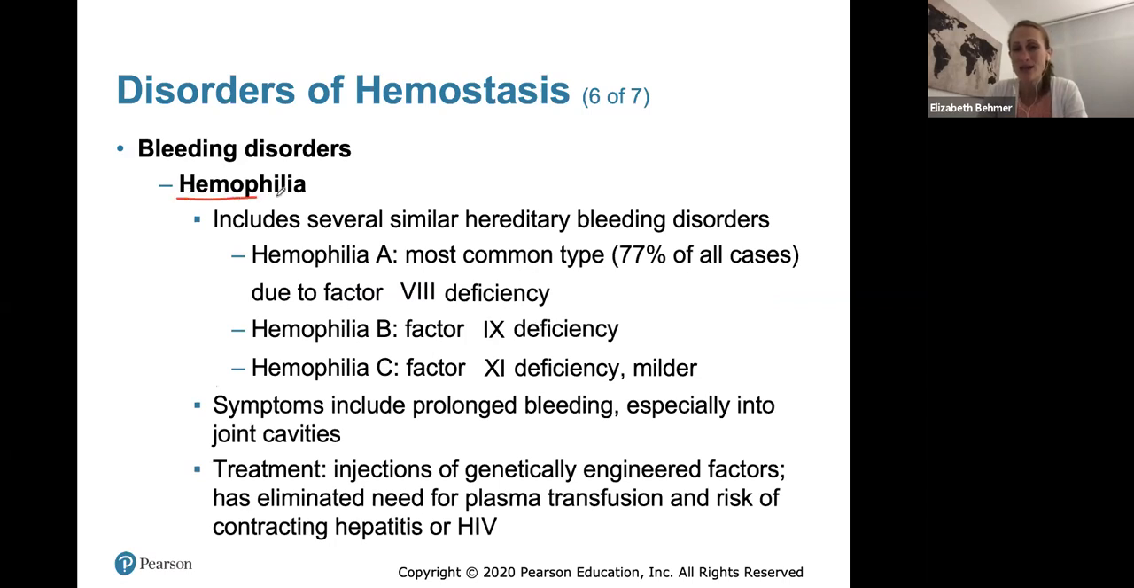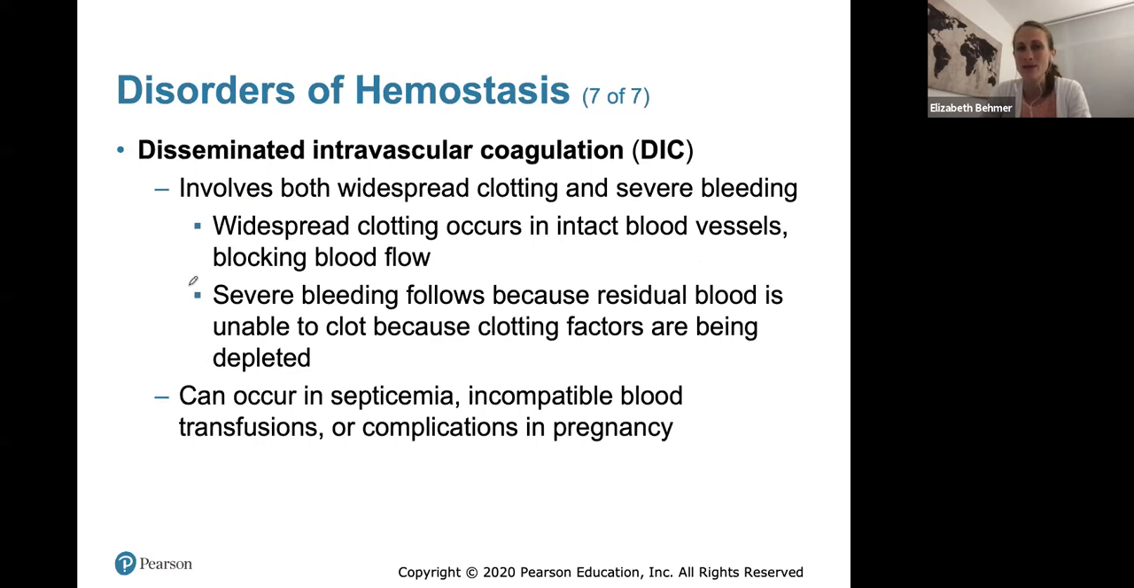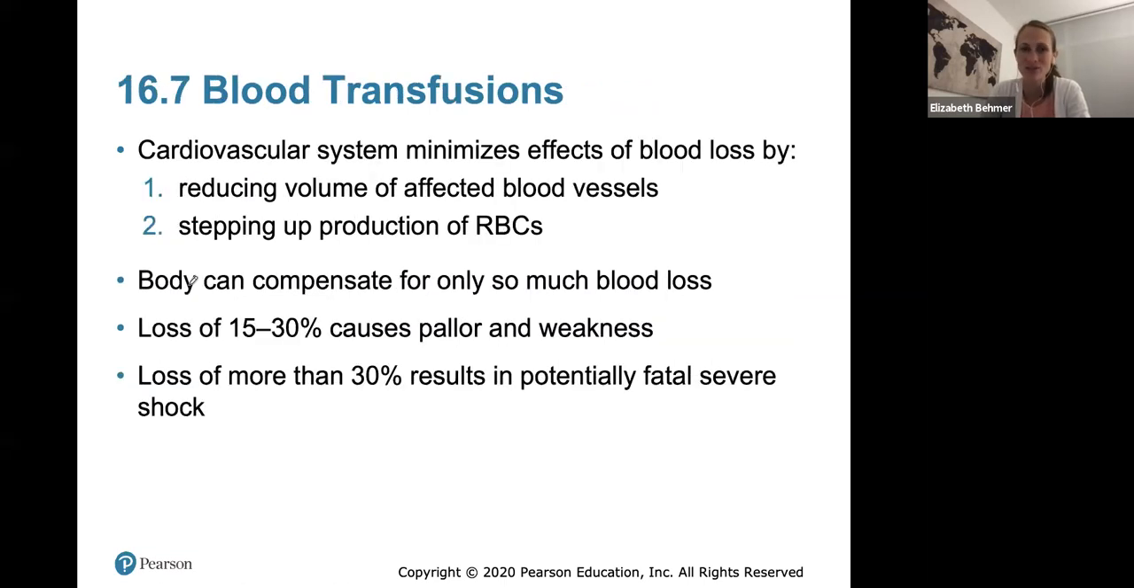Hemophilia is a hereditary bleeding disorder. Again, I don't think I asked you a specific question on this, but I just want you to have at least heard this name before. It is usually genetic, always a bleeding disorder having to do with prolonged bleeding, especially into joint cavities. So that's hemophilia. Disseminated intravascular coagulation involves both clotting and severe bleeding, and can occur in complications of pregnancy and blood transfusions.